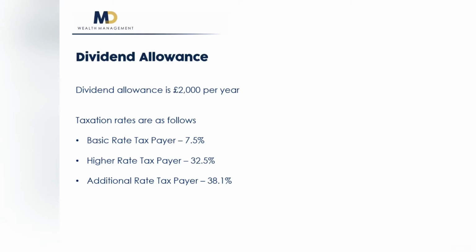Dividend allowance. The dividend allowance is £2,000 a year, no matter which tax rate banding you're in. You just pay different tax rates of 7.5%, 32.5% and 38.1%, depending on your tax banding. Just be careful that some of your dividends can take you into different tax bandings, so just be careful of that.